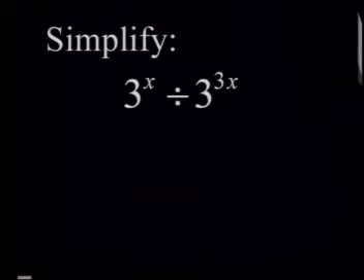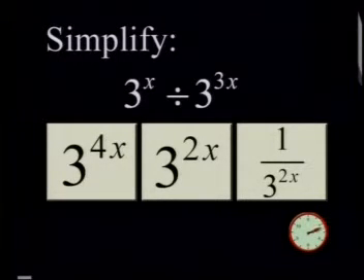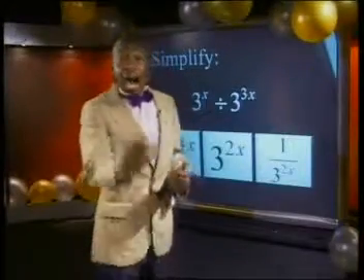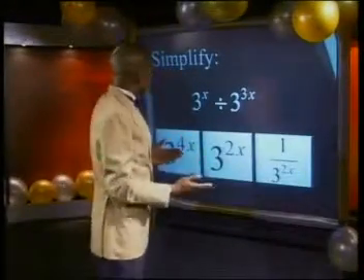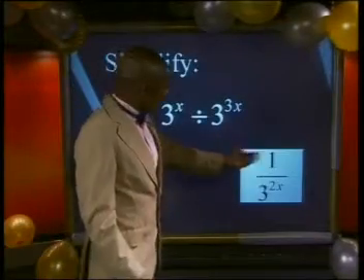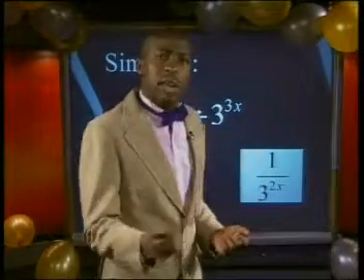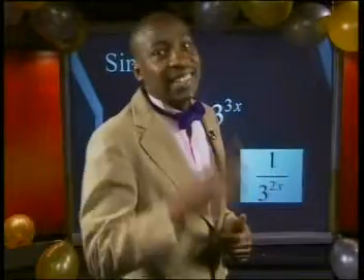Try this one. 3 to the power of x divided by 3 to the power of 3x. Go on, give it a go. How did you do? Can you see that it's straightforward subtraction of the exponents? So the answer for this one is 1 divided by 3 to the power of 2x. How many did you get right so far? I'm sure you're doing good.